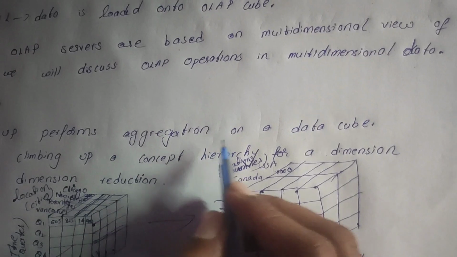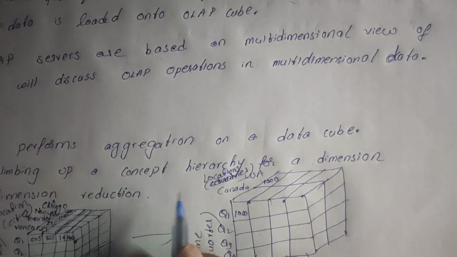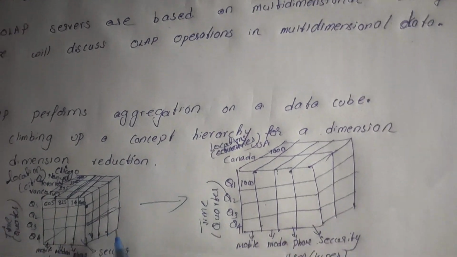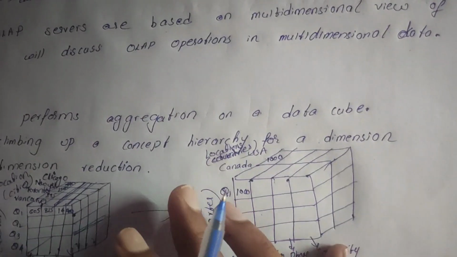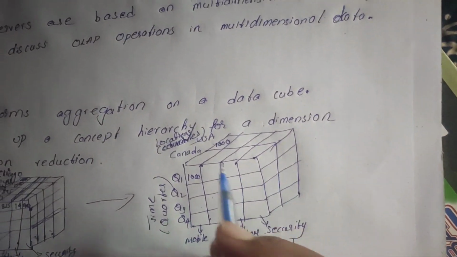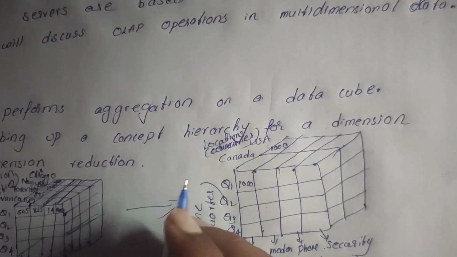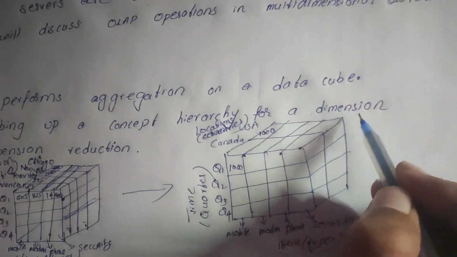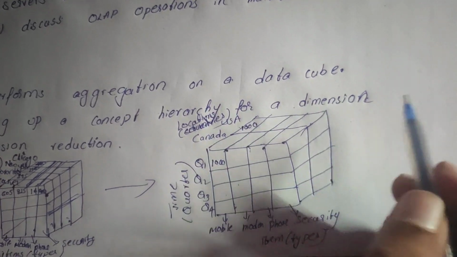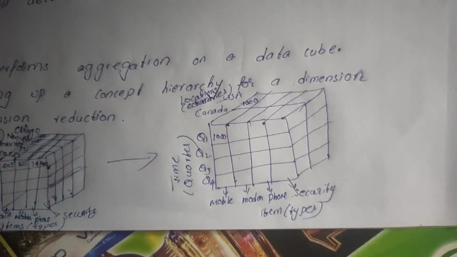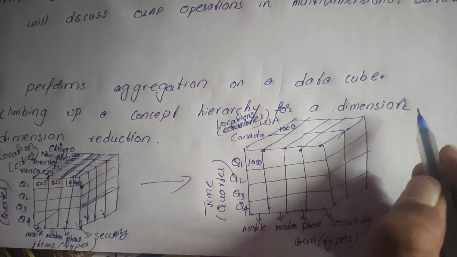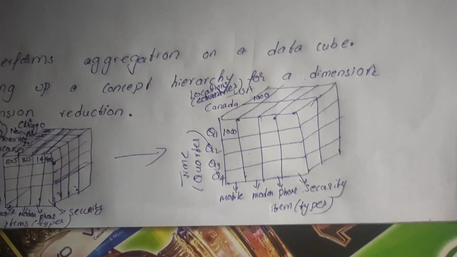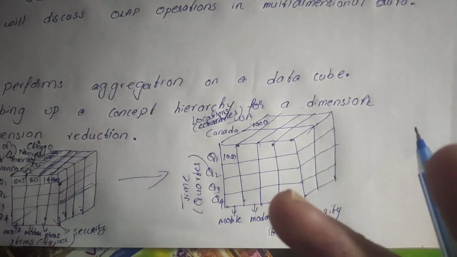The first operation is roll up. Roll up performs aggregation on a data cube, meaning integrated data. It does this by climbing up a concept hierarchy for a dimension, and by dimension reduction, which means it can reduce the dimensions.